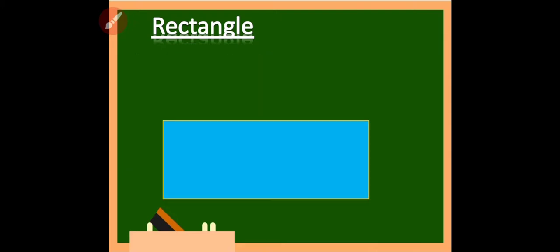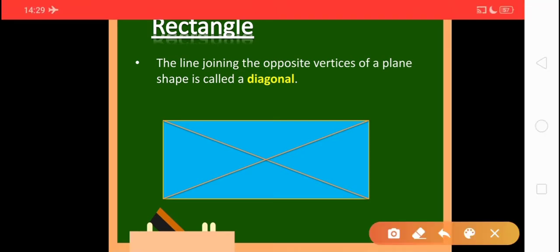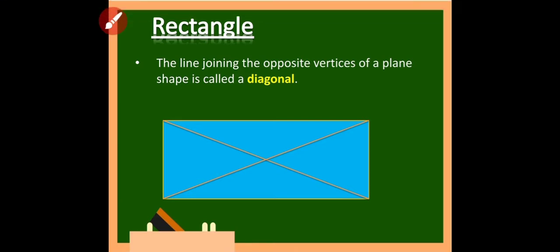Okay children, now let us see something else about it. The line joining the opposite vertices of a plane shape is called a diagonal. Here in this picture you can see that these both lines are joining the corners. So what are they called? They are called diagonal. Okay children? Now diagonals of a rectangle are equal. Yes, the diagonals of a rectangle are equal in length.